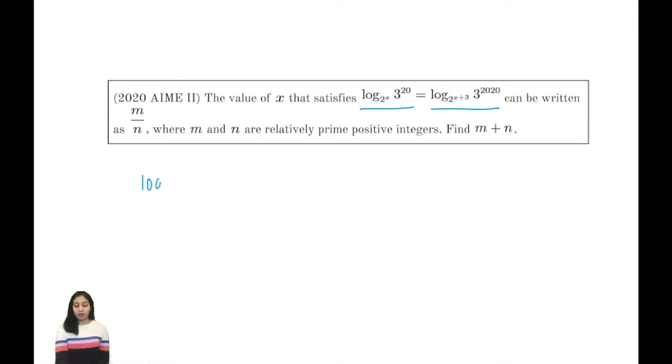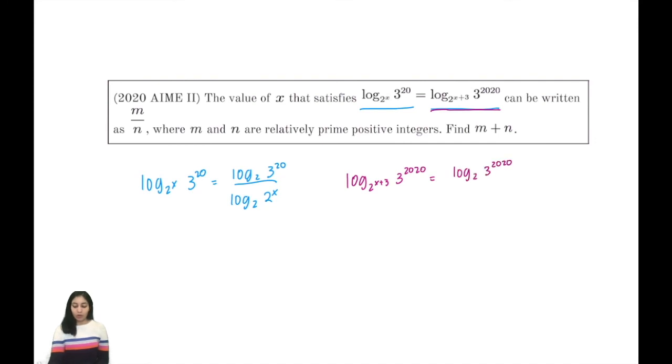So in this case, we want to find log base 2 to the x of 3 to the 2020. And using the change of base formula, we get that this is equal to log base 2 of 3 to the 2020 over log base 2 of 2 to the x. Similarly, we can do this for our other expression over here, and we get that log base 2 to the x plus 3 of 3 to the 2020 is equal to log base 2 of 3 to the 2020 over log base 2 of 2 to the x plus 3. And now we can set these expressions equal to each other.